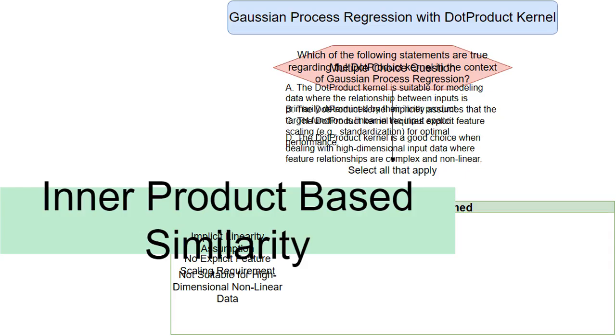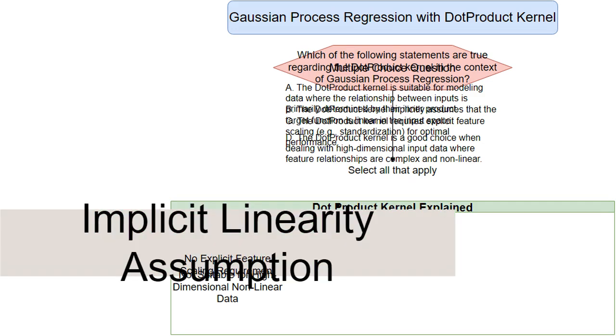The DotProduct kernel's magic is using the inner product, or dot product, to measure similarity between data points. It directly uses the result of this inner product calculation as a measure of how similar the data points are. It's a very direct and straightforward way to assess similarity, assuming that a larger dot product means greater similarity. Because the DotProduct kernel relies on the dot product, it inherently assumes that the relationship between the inputs and the target variable is linear.